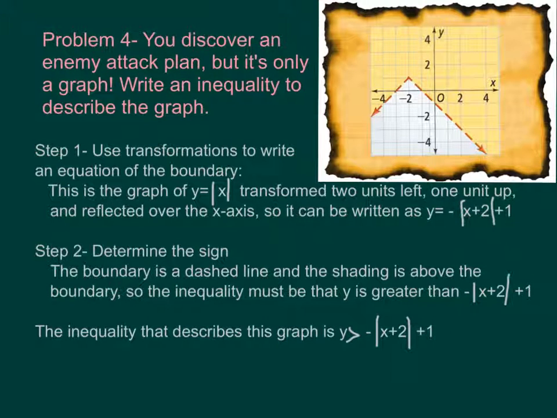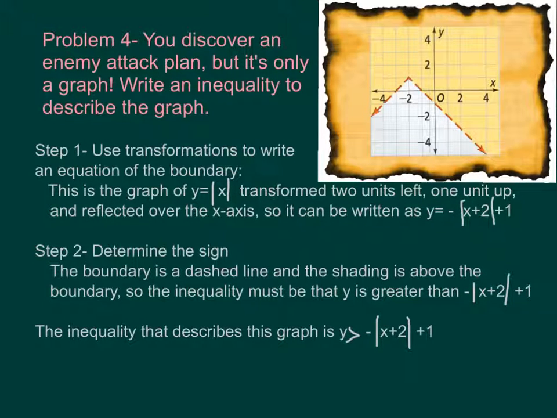First, we'll use transformations to write an equation of the boundary. This is the graph of y = |x| transformed 2 units to the left and 1 unit up, and also reflected over the y-axis. So it can be written as y = -|x + 2| + 1.